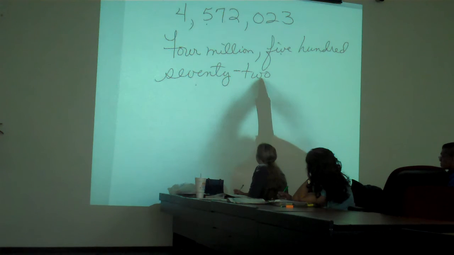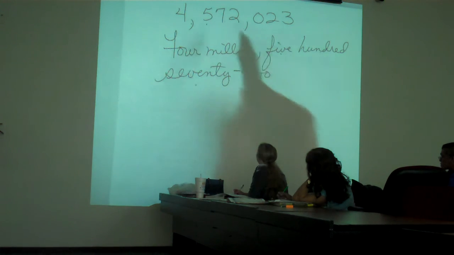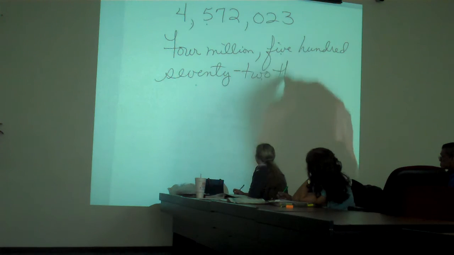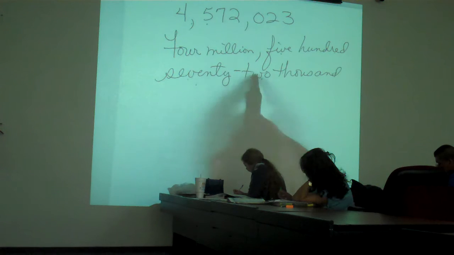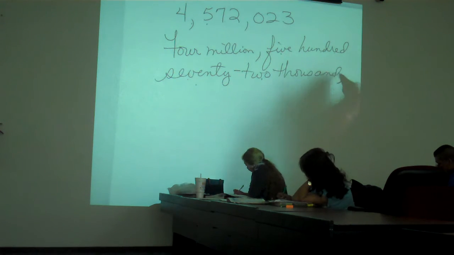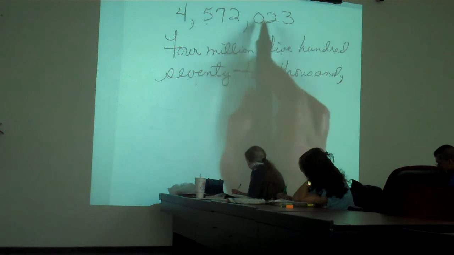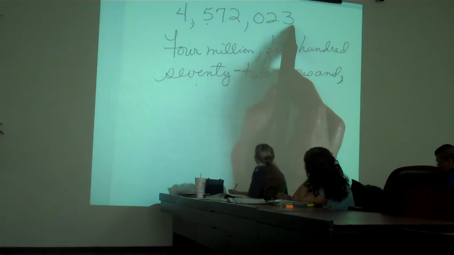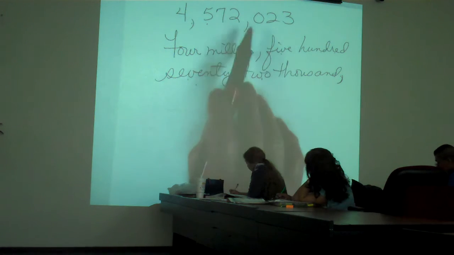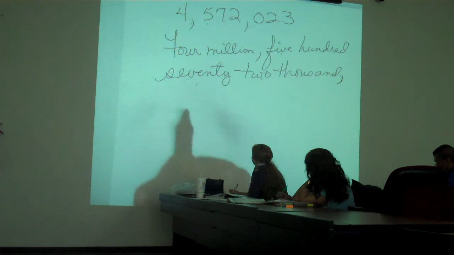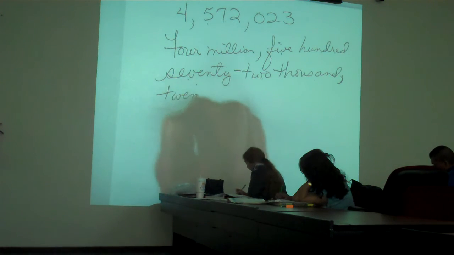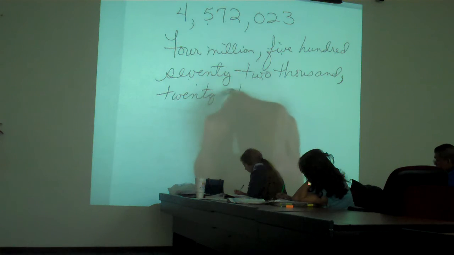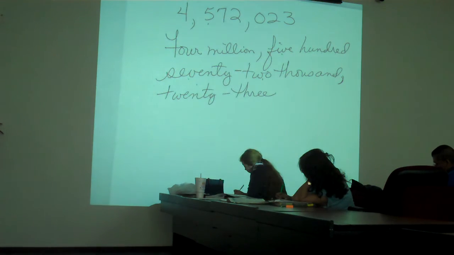572. We need to put the period in there. We have to say 1,000. After you write the number and then the period, then the comma. The last part here, it's no hundreds. You don't put no hundreds in. You just put 23. 20-4. 3.